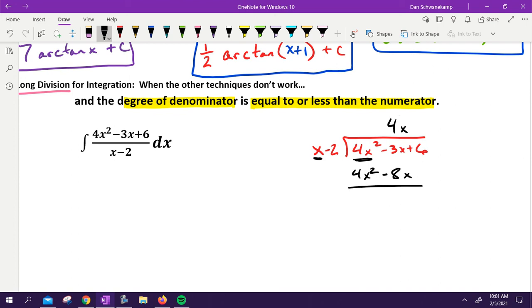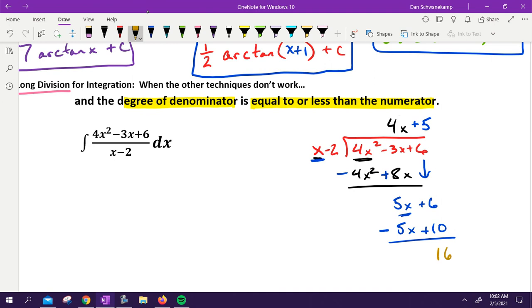I'm putting them together. If I'm putting them together, what do I have to do? Change the signs. I got to subtract them. These are going to cancel. This gets me 5x. And then I bring down the next thing. I get plus 6. Then I do it again. I ask myself the question, x times what is going to get me 5x? 5. So I put a 5 up on top. I multiply down. 5 times x is 5x. And 5 times negative 2 is negative 10. I put them together. So I change my signs. X's cancel. I get 16.